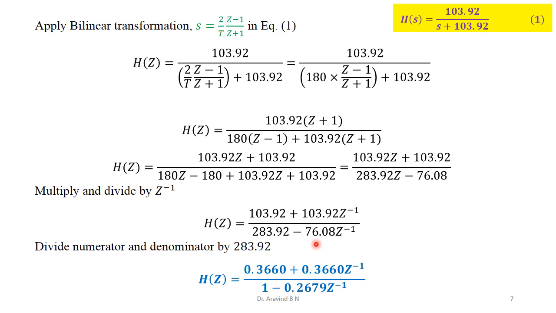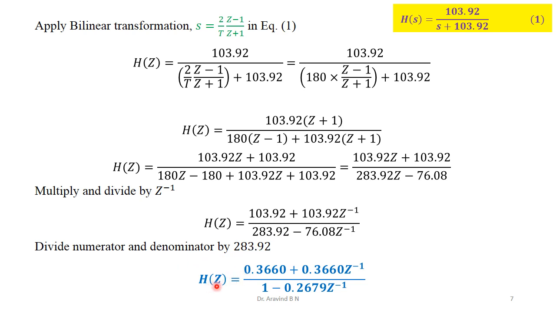Now, as a part of the final answer, the very first value of the denominator must be equal to 1. That means the coefficient which is not having any z value must have the value 1 in the final representation. That is what we practically obtain. Therefore, here we have 283.92. So what we are going to do is divide both the numerator as well as the denominator by 283.92 to get the final answer. That is what has been represented here.